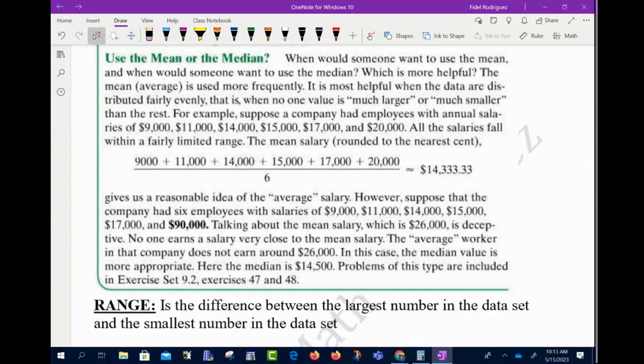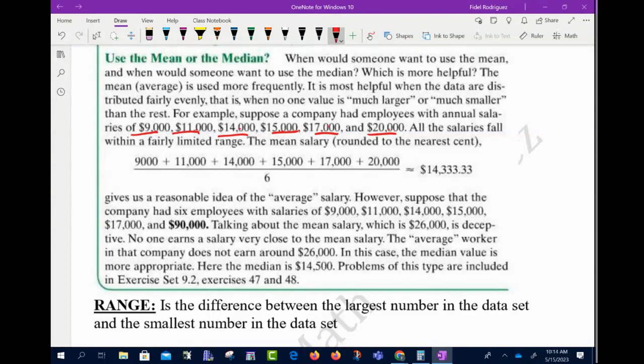what I mean by that is, say, I'm looking at this problem here, and we're going to look at the numbers. We got, so how many numbers? 1, 2, 3, 4, 5, 6. Yeah, 6 numbers. Okay, all those numbers are relatively close to each other. 9,000, 11, 14, 15, 17, 20. I mean, there's some difference there, right? But they're still relatively close. Then it's fine to use an average.